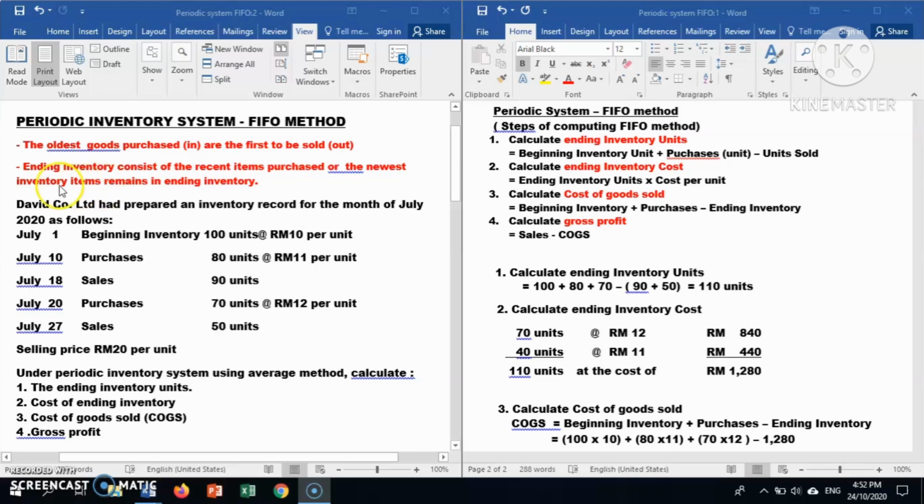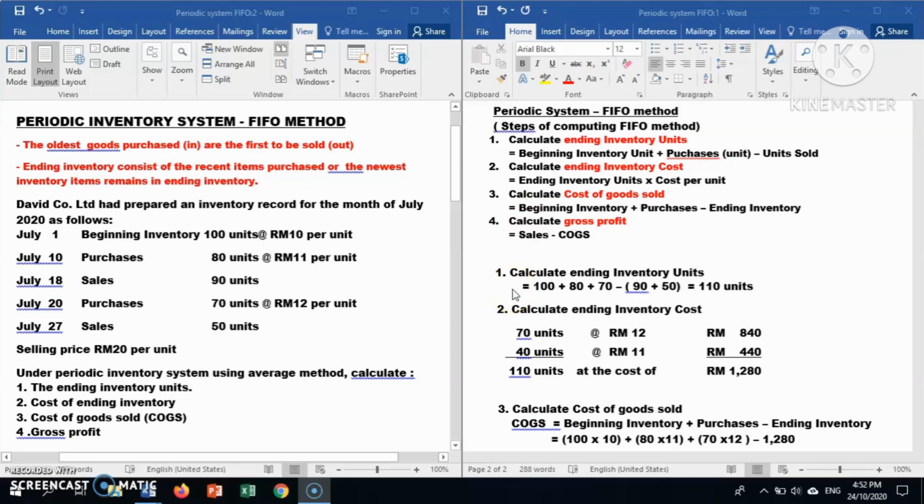So, based on David Company Limited, there are 5 transactions for the month of July 2020. You are required to prepare a periodic inventory system using the FIFO method. When you want to prepare the periodic system of the FIFO method, we have to follow a few steps. The first one, we have to calculate ending inventory units. The second one, we have to calculate ending inventory cost. The third one, we have to calculate cost of goods sold. And the last one, we have to calculate gross profit.